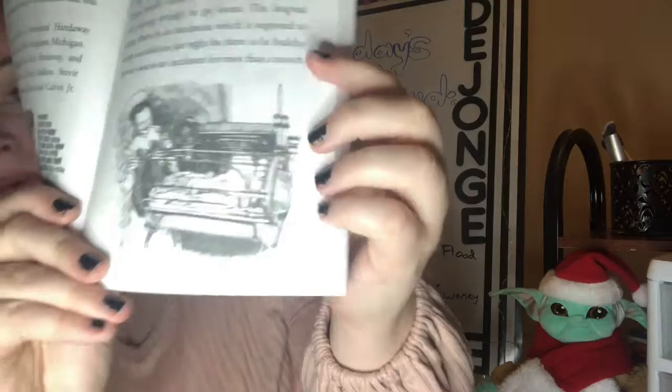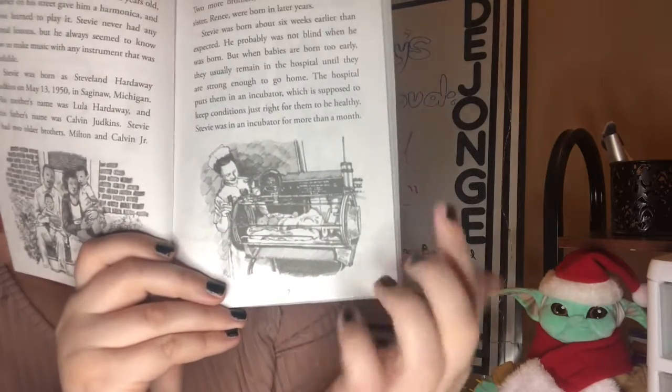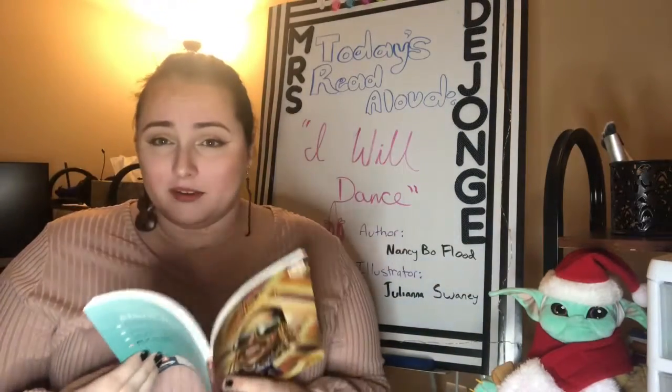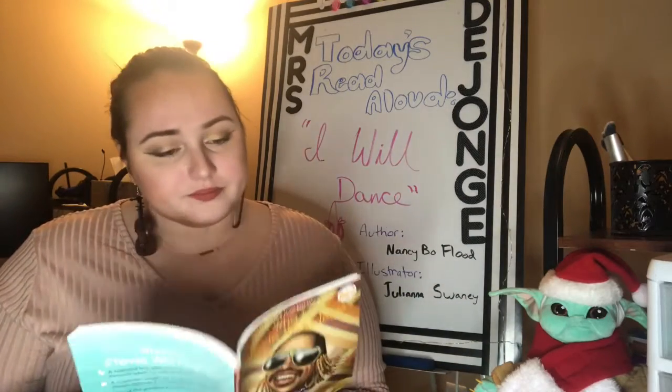So when Stevie was born, you can see this little machine. That's baby Stevie in there. He was born too early, so they put him in this big incubator machine to keep him healthy for that month, while he got strong enough to be like a newborn baby all on his own.